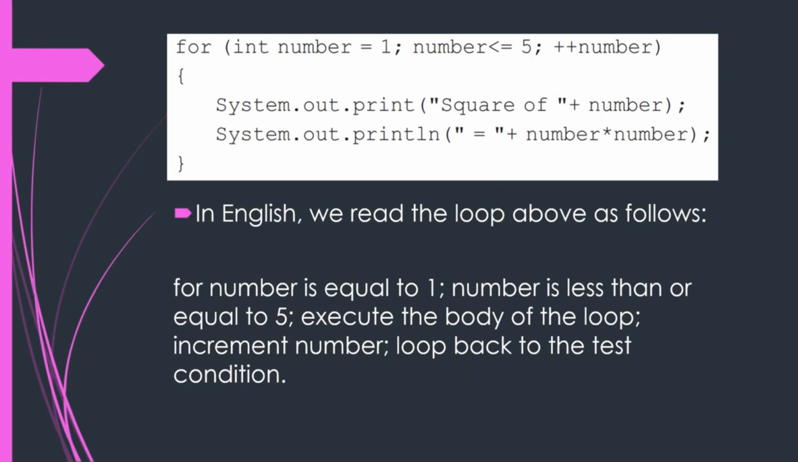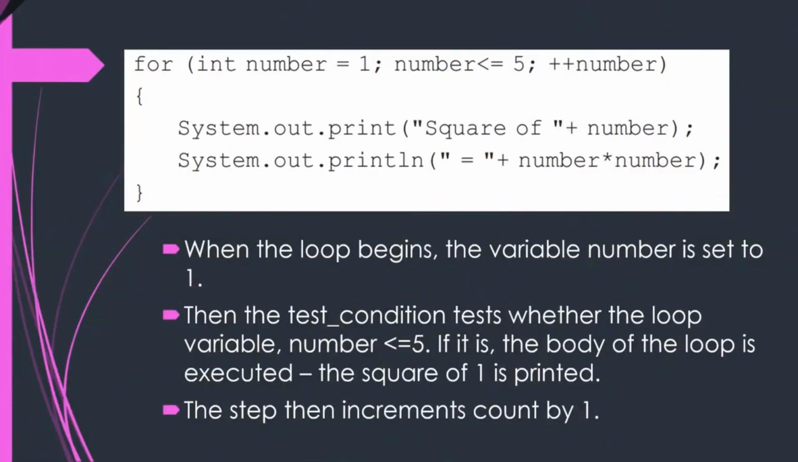Let us understand it in more detail. When the loop begins, the variable number is set to 1. As I already told, we have initialized the value as 1. Then the test condition tests whether the loop variable number is less than or equal to 5. If it is, then the body of the loop is executed. That is, the square of 1 is printed. So basically the test condition is being evaluated, meaning we are evaluating whether it is true or false. So here, what is the test condition?